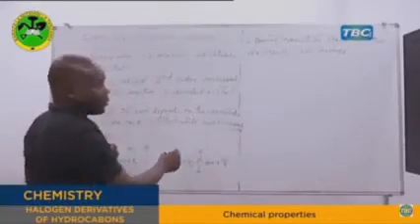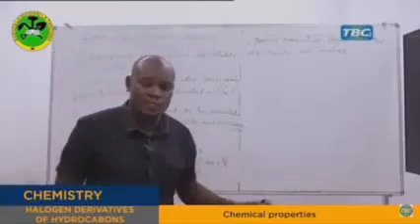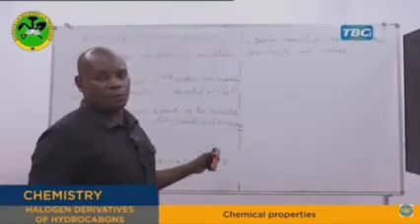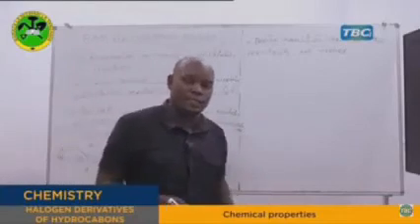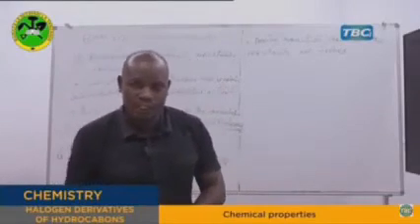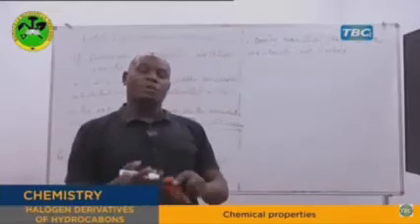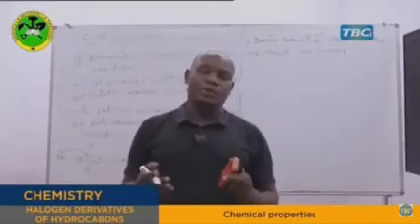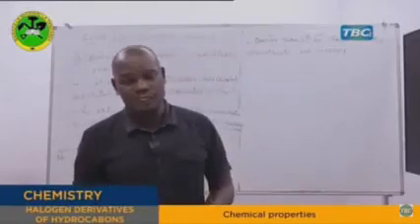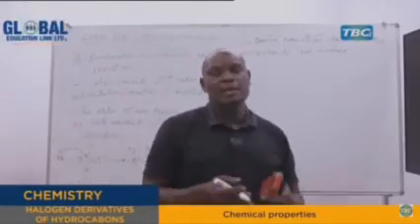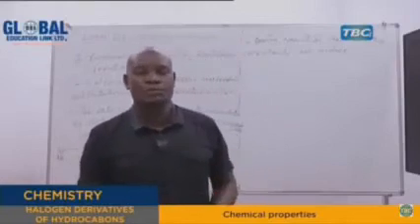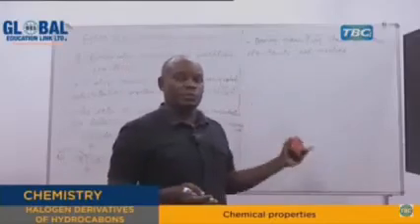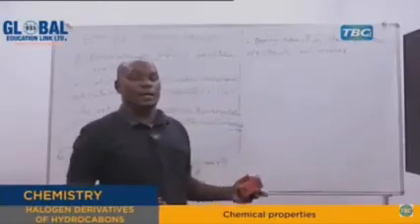Now these are the two mechanisms of nucleophilic substitution reaction in haloalkane. And the typical examples of nucleophilic substitution reaction are the hydrolysis, the formation of ester, the formation of ether, the formation of isocyanide, the formation of alkyl cyanide, and the formation of nitroalkane. Those are examples of nucleophilic substitution reaction in haloalkane.